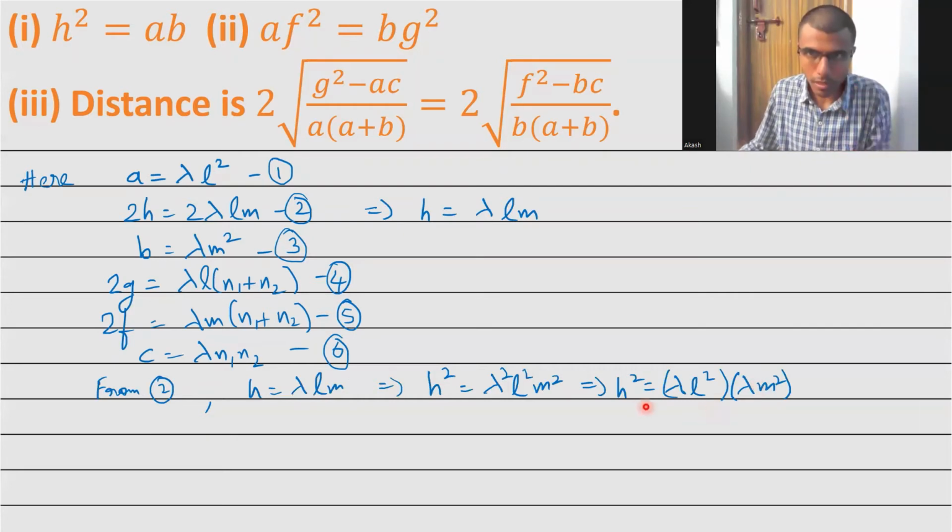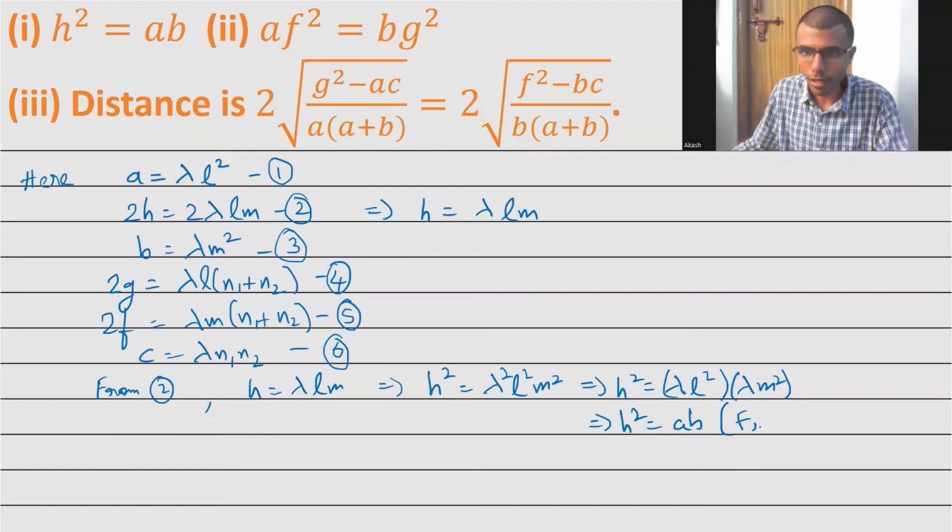Now, what is lambda L square? If you observe the first equation, lambda L square is A. Now, what is lambda m square? If you observe the third equation, it's B. That's it, done. This implies that h square is equal to AB.